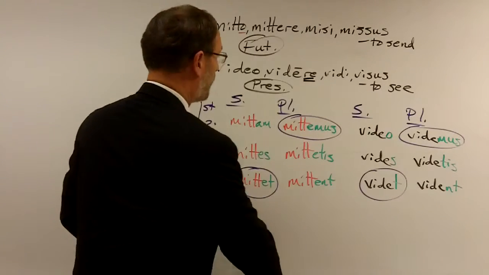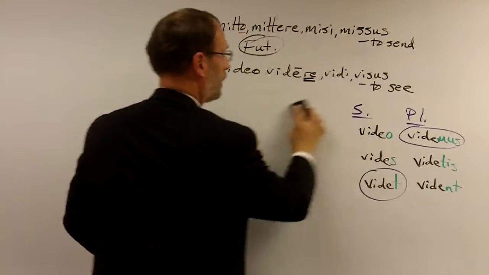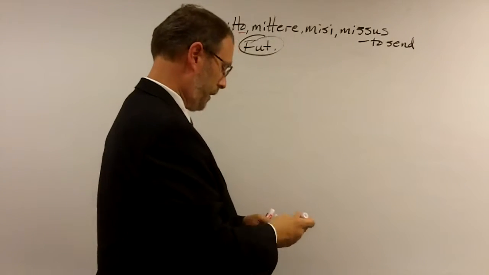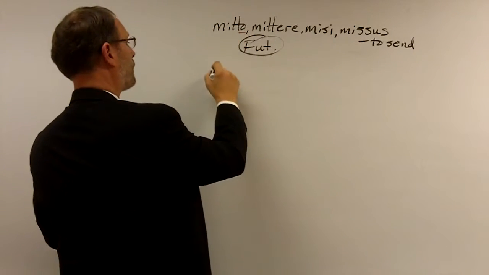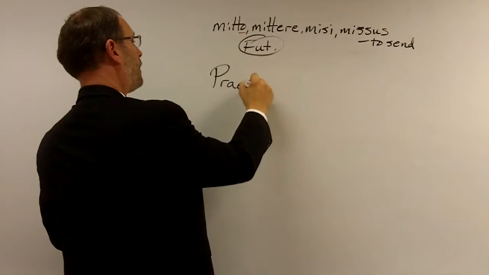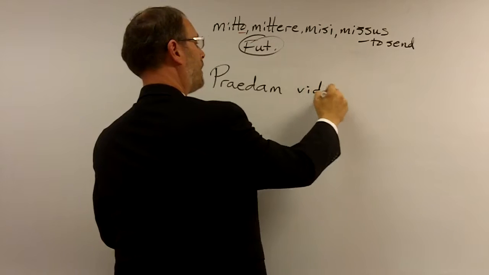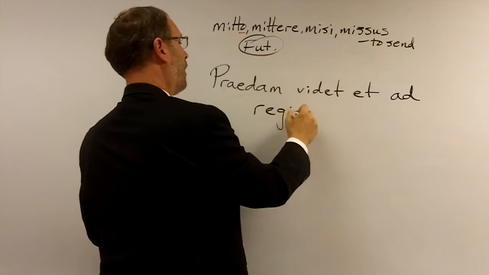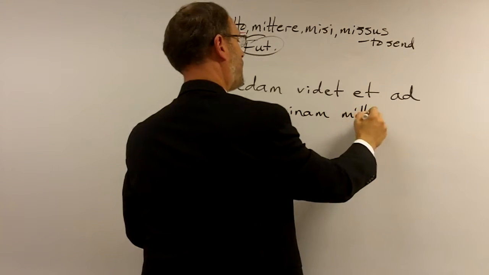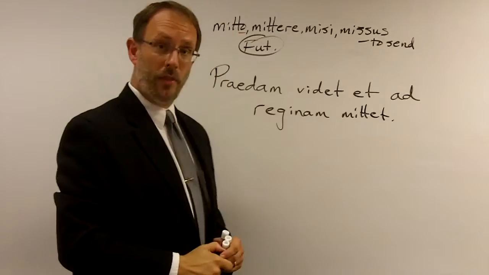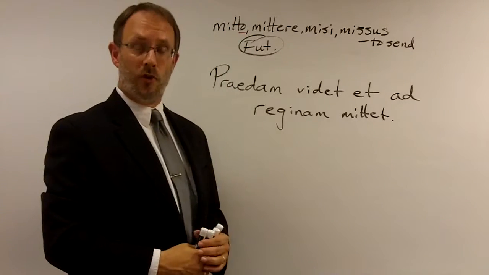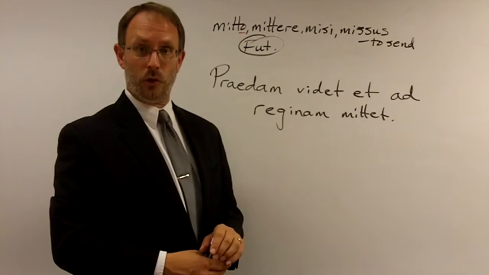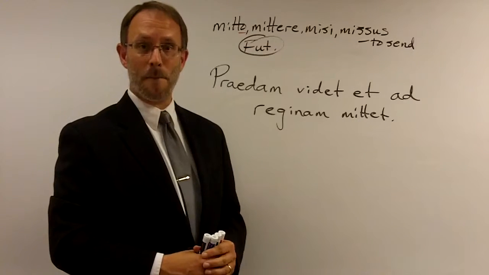Well, let's see this in a sample sentence. So maybe we have something like this. Puella videt lutam et ad reginam mittet. So right now, copy that sentence, underline each of the two verbs in it, and parse them. Give the person, the number, and the tense of each. Go ahead and pause the video and do that now.